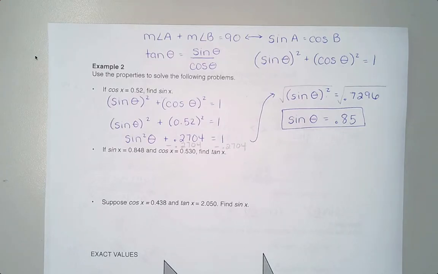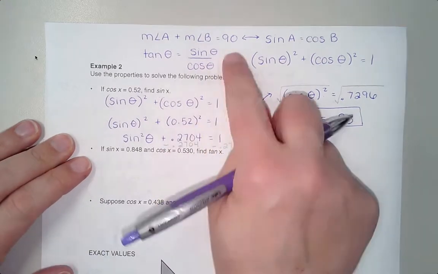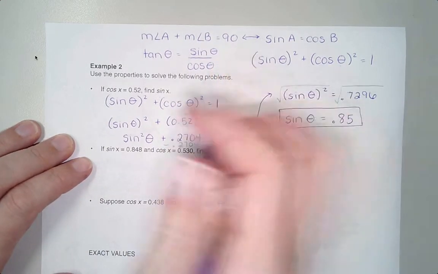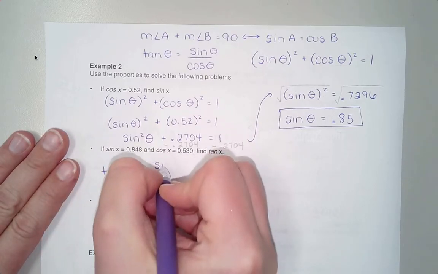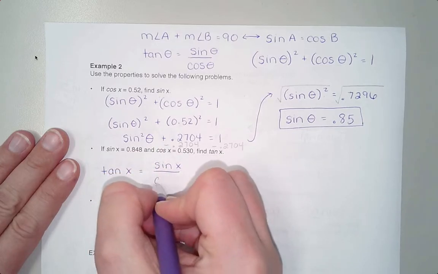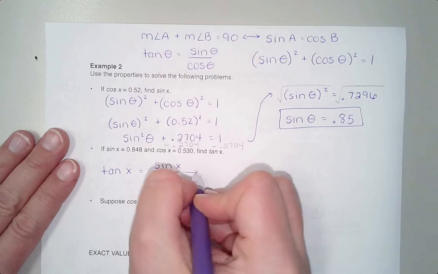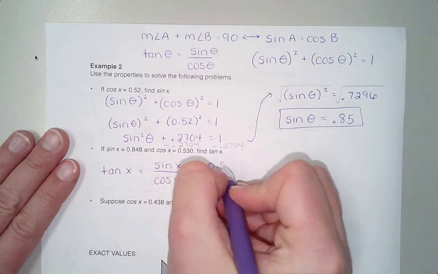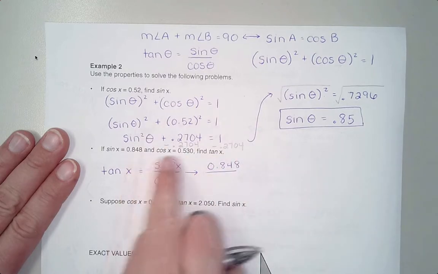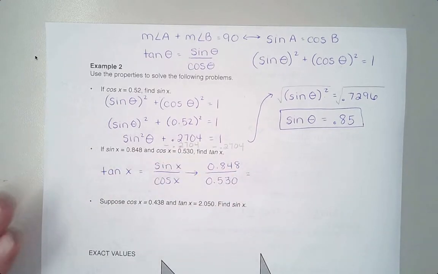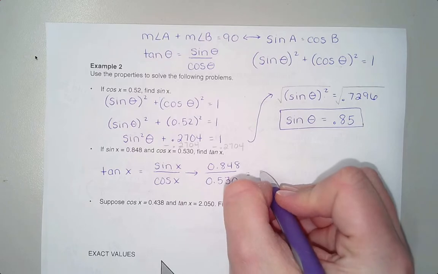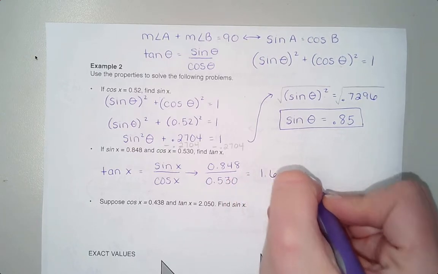If we know sine and cosine, how do we get tangent? That's up here, right? Tangent is sine divided by cosine. I'm just rewriting the property here. Well, sine of x is 0.848. Cosine x is 0.530. And then it's just a matter of dividing them. So 0.848 divided by 0.530, and I end up with 1.6. And that's it.